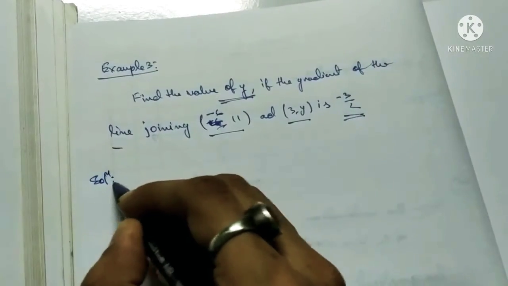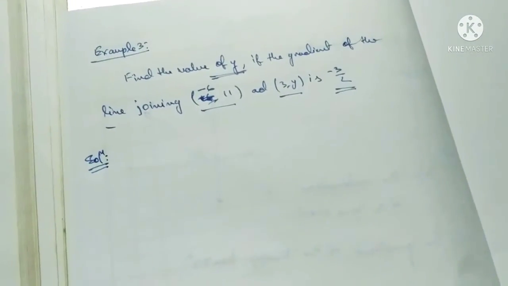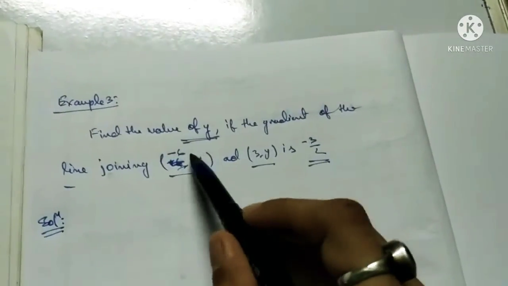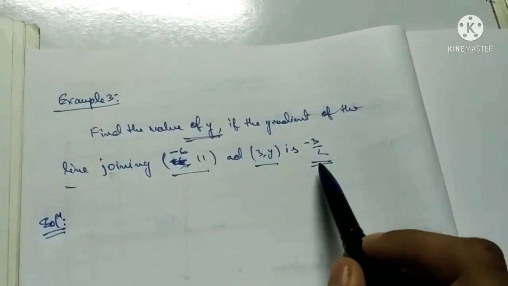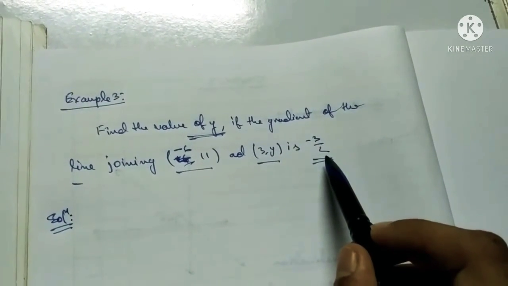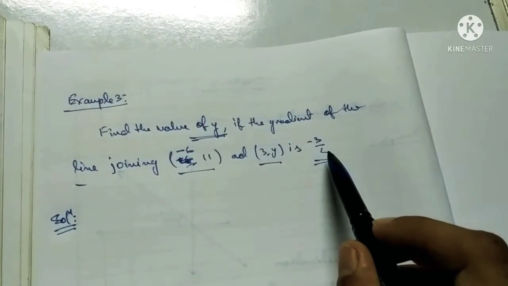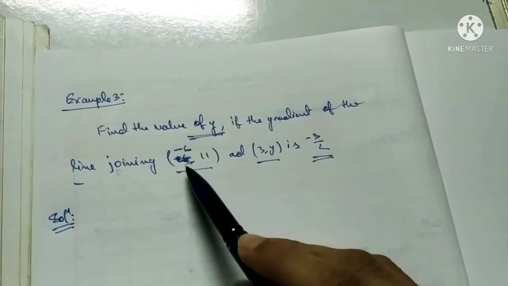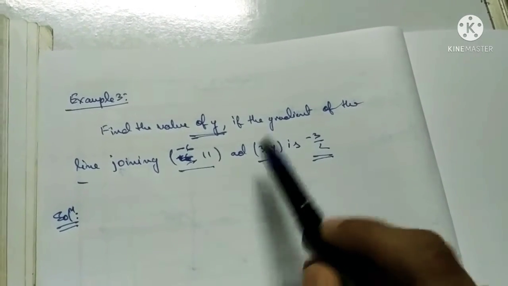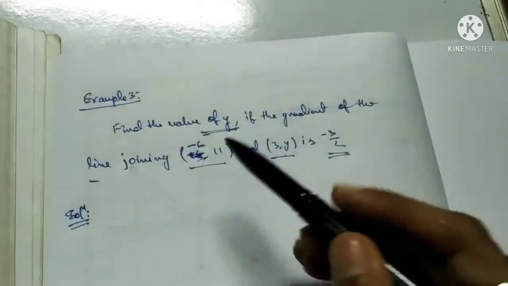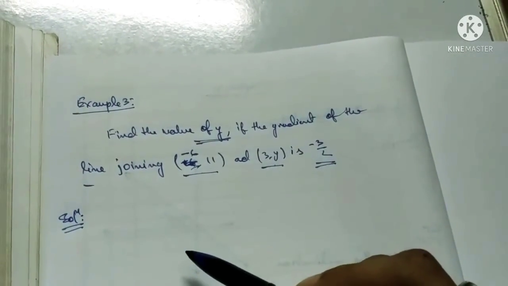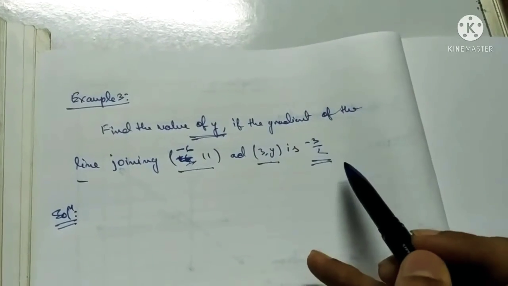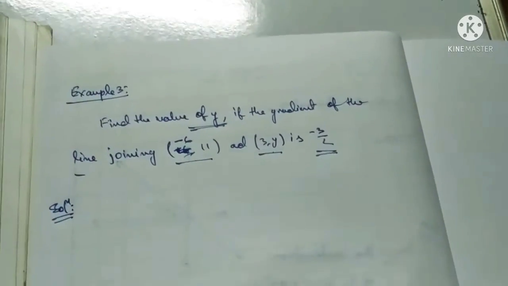So here you see the solution. Find the value of y. The gradient is given, and the line joins these two points. On that line these two points are there, and the gradient of the line is given as this much. I have to find the value of y.